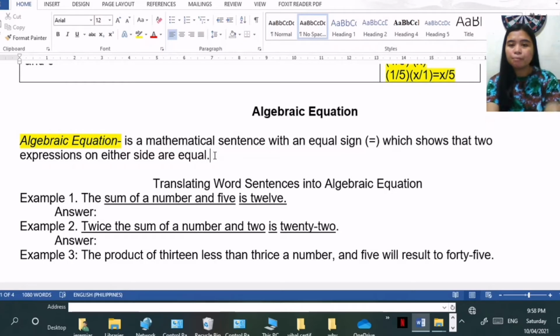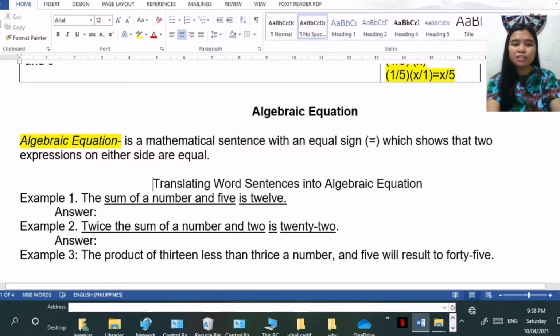Pareho silang may number, parehong may variable, parehong may operation. Ang pagkakaiba ng dalawa, ang expression walang equal sign. Samantalang ang equation, meron ng equal sign. Meron kayo ng dalawang quantity na pagkukumparahin na dapat maging equal yung value. Okay po. So, to further understand about algebraic equations, let's have the following example. So, we have here, sabi dito, translate word sentences into algebraic equation.